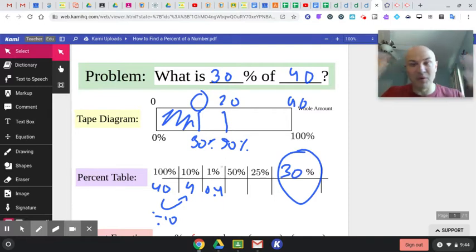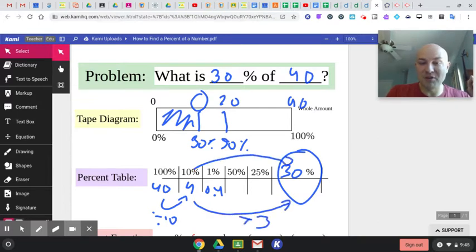Just move the decimal over one. You know it, okay? 40 becomes 4, right? 30 is times 3, right? Because 10% to 30% is times 3. So the answer here is just going to be 12. And that does make sense in our picture up here. All right, so I'm going to erase this one, show another way to do this that you might find interesting.